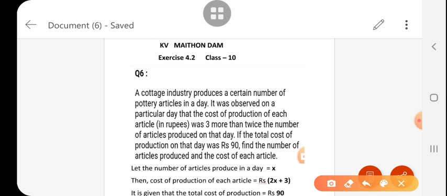I will try some important points or lines. Listen, first you have to find the number of articles. Another thing, the cost of each article. These two things you have to find. And which things are given? A cottage industry produces a certain number of articles. You don't know how many articles are produced in a day. That you have to find out.